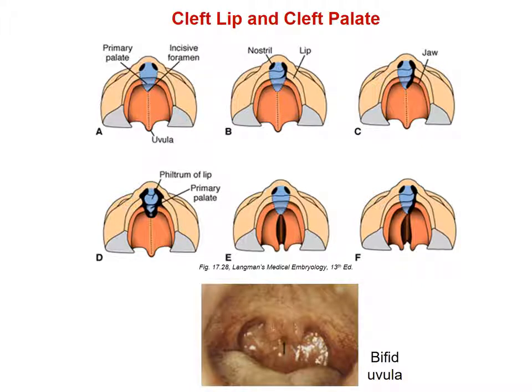The frequency of isolated cleft palate occurs more often in females than in males. In females, the palatal shelves fuse approximately 1 week later than in males, which may be related to why isolated cleft palate occurs more frequently in females than males. The photo at the bottom of this slide shows a bifid or cleft uvula in an otherwise intact palate.